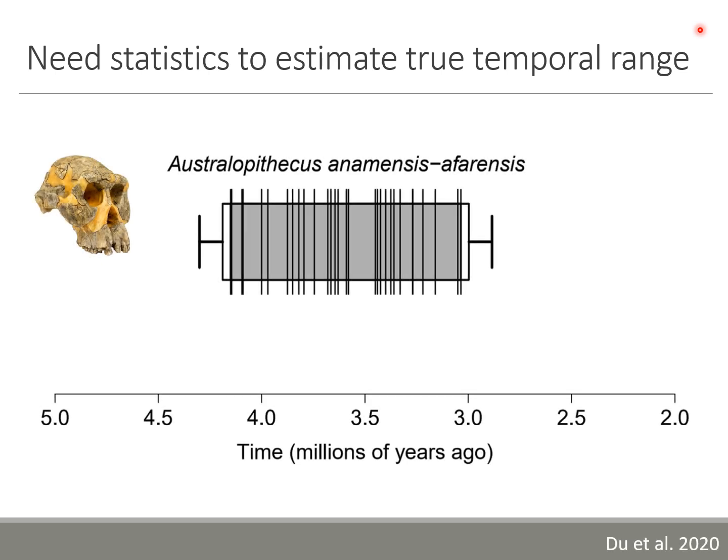And so this is something that I've worked on and published on. I did it for the fossil lineage Australopithecus anamensis-afarensis, which Lucy is a part of. Each of these vertical lines represents an age when a fossil from the species is preserved and recovered. And so the gray is the observed temporal range. You can see time here. The white here is the estimated true speciation date, and the white here is the estimated true extinction date.